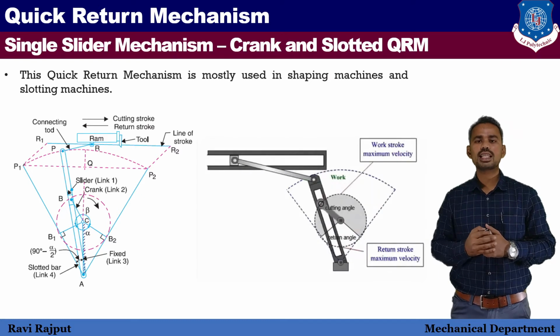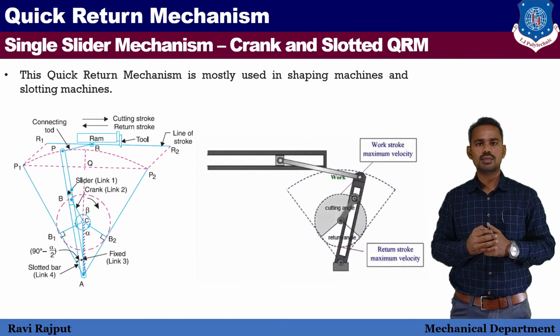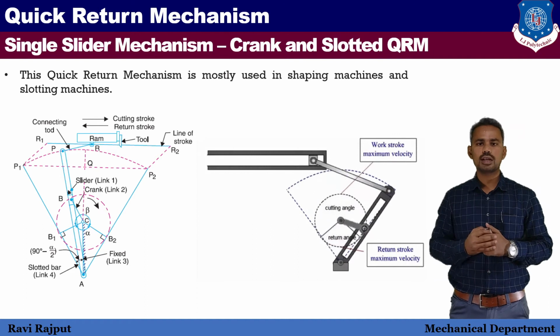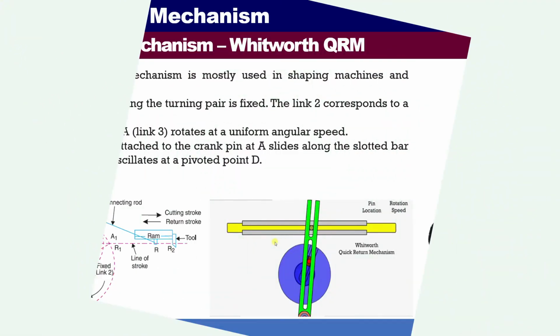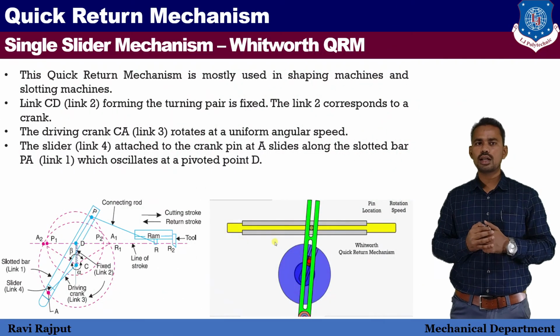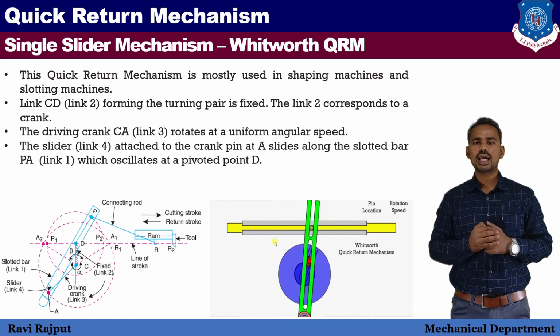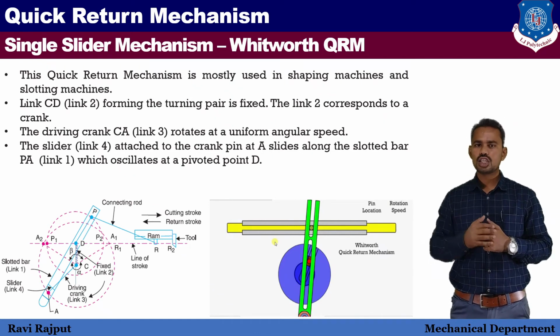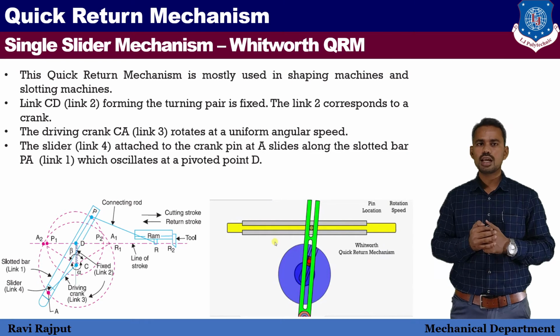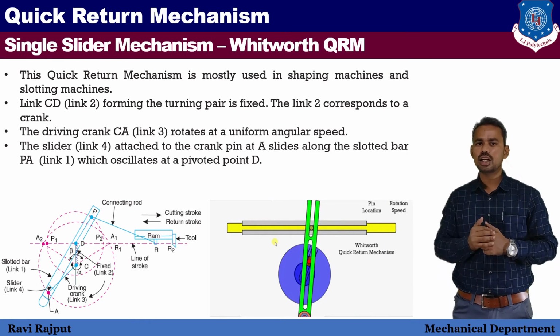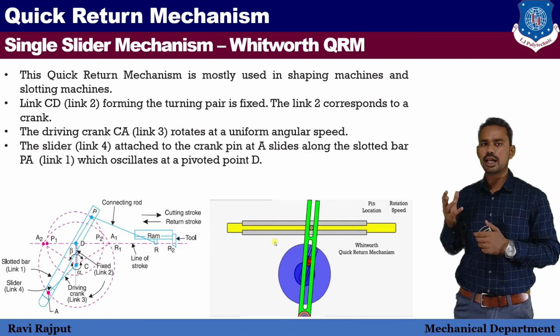Let's further see another type of quick return mechanism, that is the Whitworth quick return mechanism. This quick return mechanism is mostly used in shaping machines and slotting machines. Here we can see the CD link 2, which is forming a turning pair, and that corresponds to the crank.